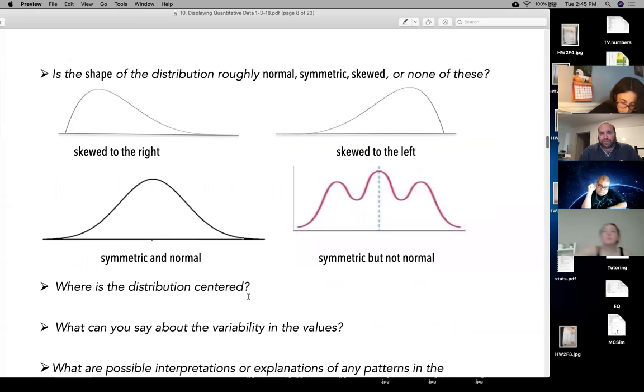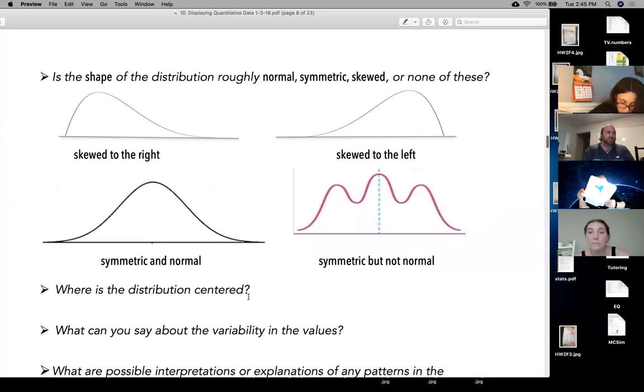In this class, when we talk about the shape of a curve, we essentially mean one of three possibilities. Either it's skewed to the right, which means the tail is on the right side, skewed to the left, so the tail's on the left side, or symmetric and normal. Symmetric means it's a mirror image, and normal is like a bell curve. Or symmetric but not normal. It's still a mirror image, but it's not a bell curve. Those are the four basic shapes that we're going to be dealing with. So when we say, what's the shape? You can say, oh, it's skewed right, it's skewed left, it's symmetric normal, or it's symmetric not normal.